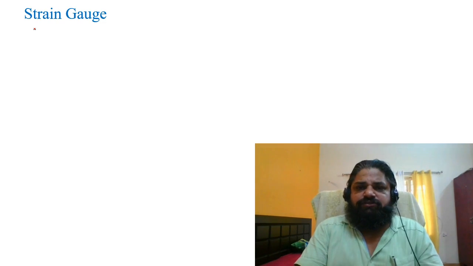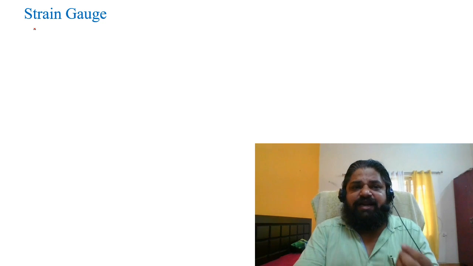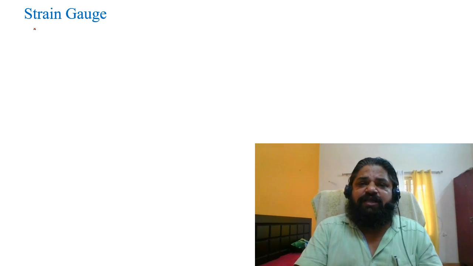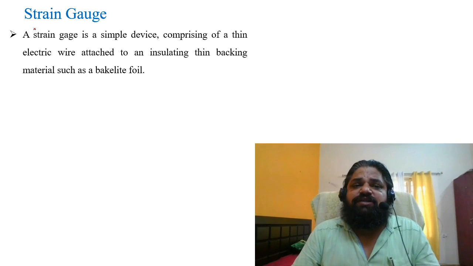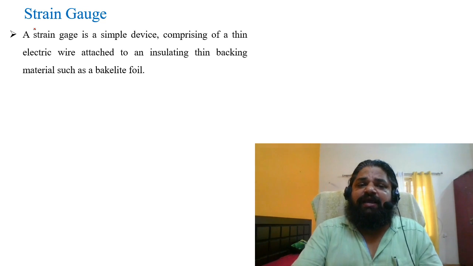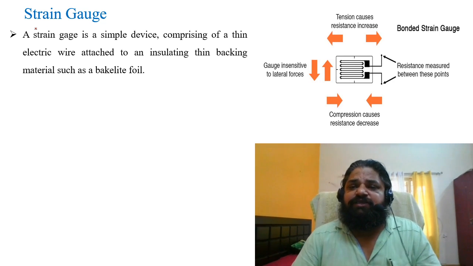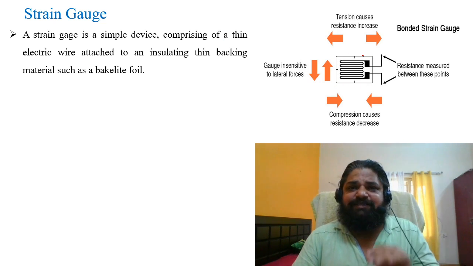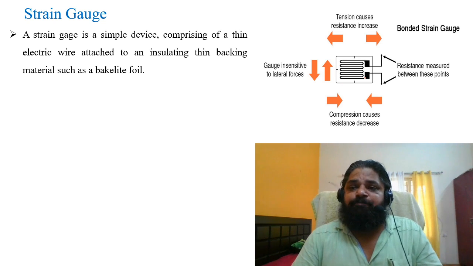Now, what is a strain gauge? Although we started with the terms strain gauge and strain rosette, first I will start with what is a strain gauge. A strain gauge is a simple device comprising a thin electric wire attached to an insulating thin backing material such as bakelite foil. The strain gauge looks like this. The outer line is showing a filament or bakelite or a plastic, and inside that this circuit is there. You can see the resistance is measured between these two points.